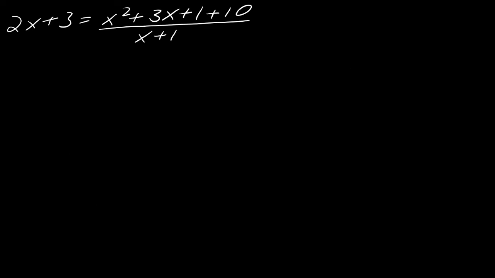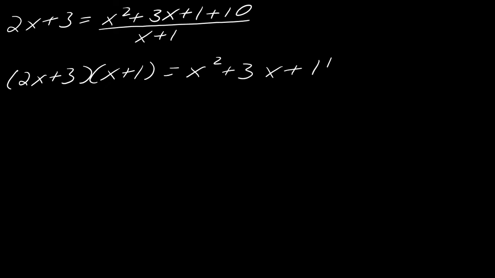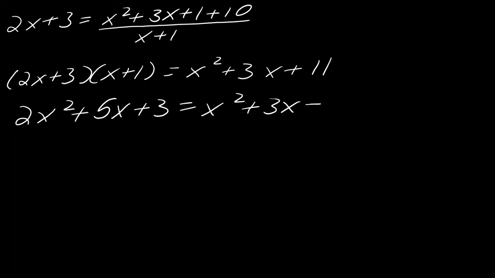Okay, to solve for x, I need to multiply both sides by x plus 1. So I've got 2x plus 3 times x plus 1 equals, and on the other side I'm going to collect my like terms. This becomes x squared plus 3x plus 11. Now I need to multiply all this out, which gives 2x squared plus 5x plus 3. Now let's see if we can solve this. I'm going to subtract all of this to the other side. So 2x squared minus x squared is x squared, 5x minus 3x is 2x, and 3 minus 11 is negative 8.